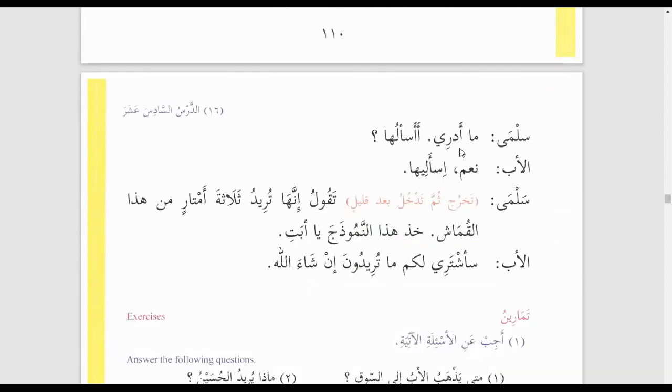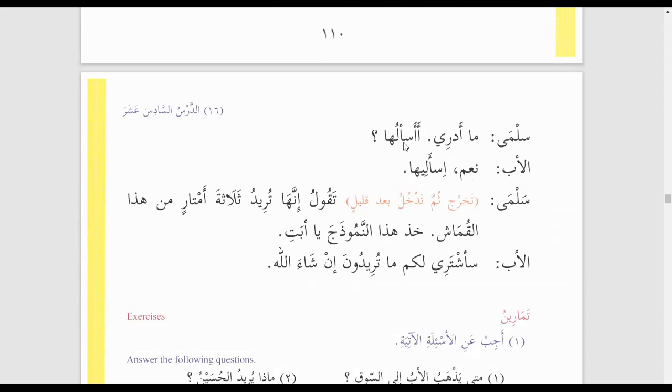Salma: ma adri, I don't know. As'aluha, should I ask her? As'alu, sa'ala yas'alu, as'alu, I ask. As'aluha, should I ask her? And ha refers to the mother, right? Al-ab: na'am, is'aliha, yes, ask her.